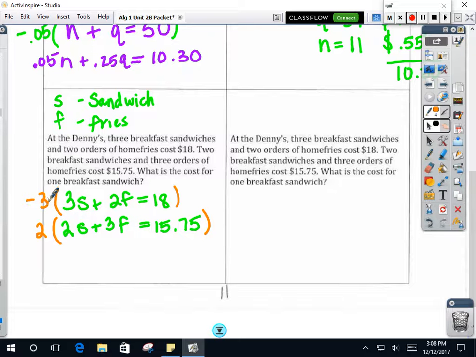Okay, so -3 times 3S becomes -9S. And the reason I'm trying to do that, Nikayla, is because the question only cares about the cost of a sandwich. So that's why I want to leave the S's there and I want to eliminate the fries because I don't care about the cost of a fry. All I care about is the cost of a sandwich. All right, so -9S minus 6F equals what? What is -3 times 18? -54?